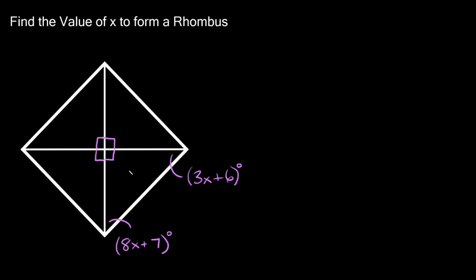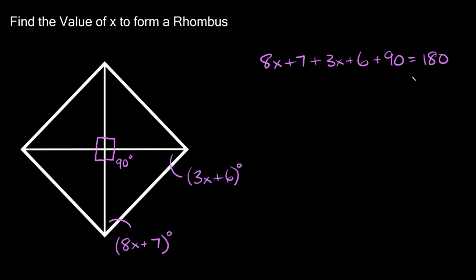All four corners. Since we know this is 90 degrees, and we don't know these other two angles, we can use the fact that whenever you add up three angles inside of any triangle, they should always add up to 180 degrees. So if we add all these three up, it should equal 180. We can say, first of all, 8x plus 7 plus 3x plus 6 plus 90, and that's equal to 180.